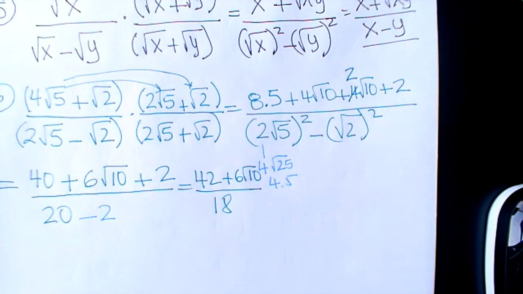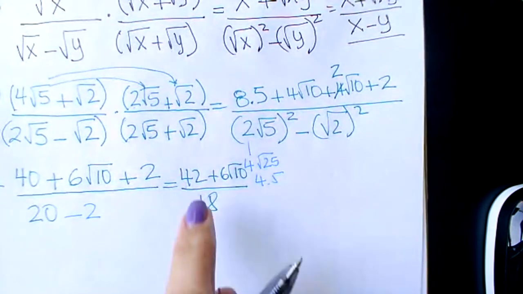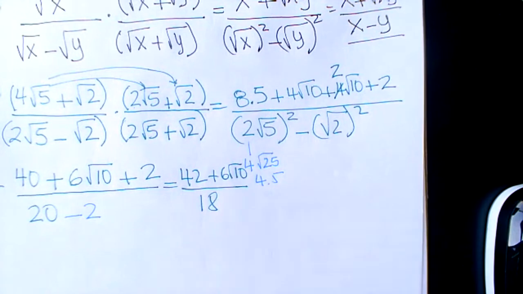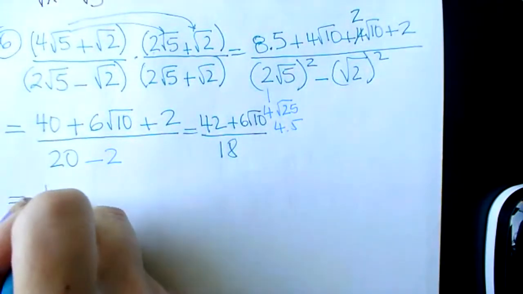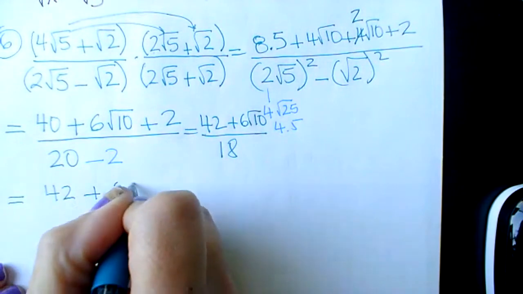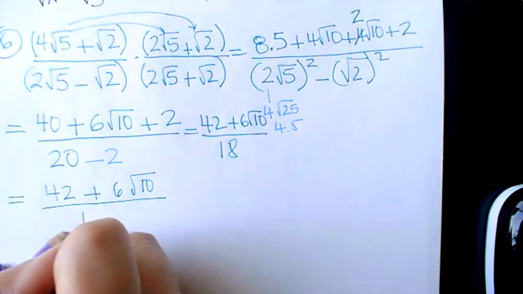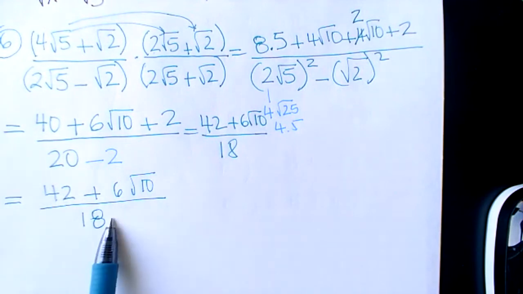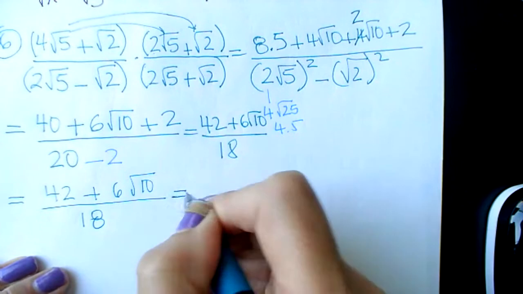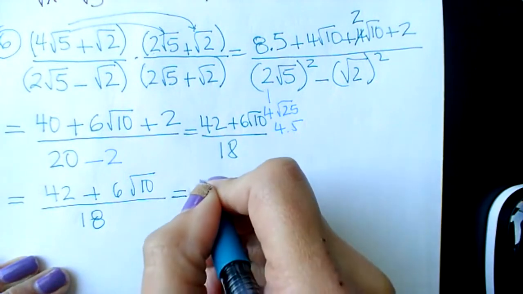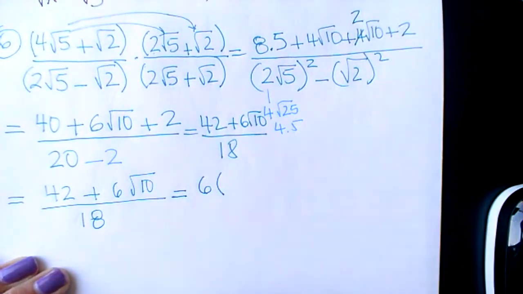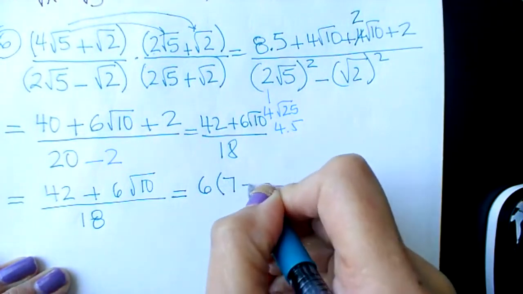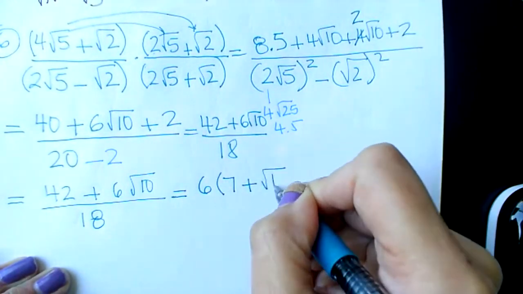What we could do there is on this one right here. Let me rewrite it here. We could do what we've been doing, 42 divided by 18, and we could do that. Or we could factor. So it's going to be 6. 6 times what? 7, I get 42. The square root of 10.